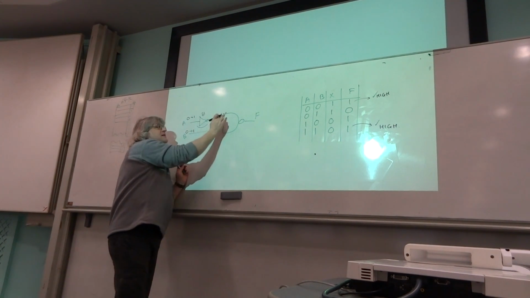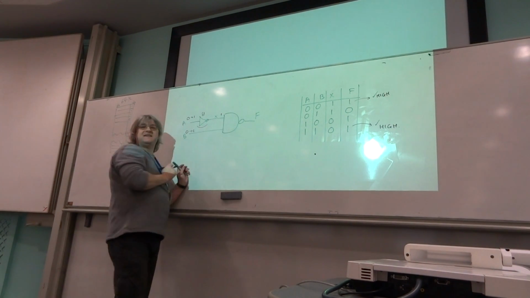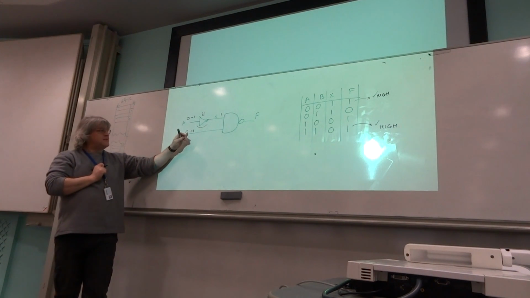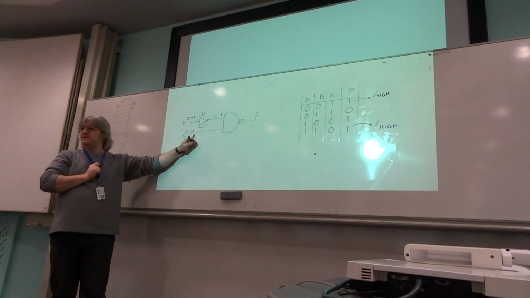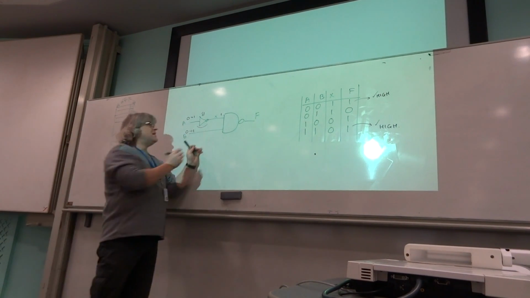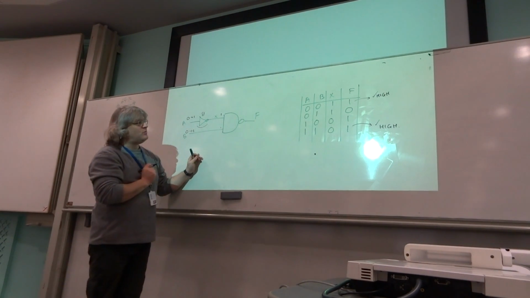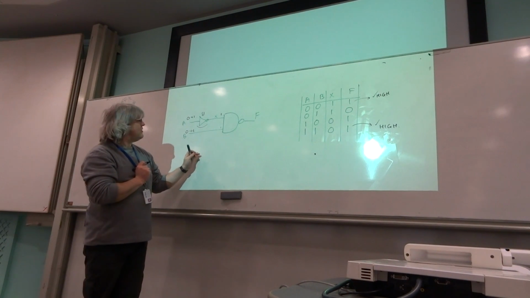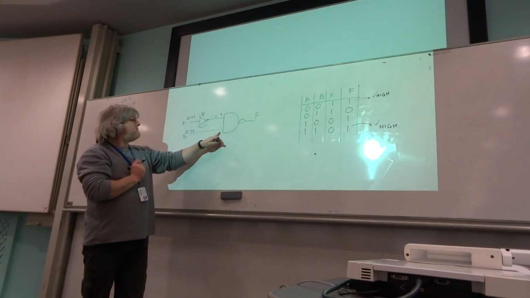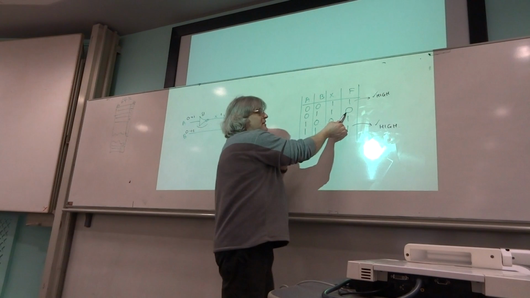Okay? It's going to happen after delta t. So for a while, this is still high. But this has gone from low to high, and it's going to happen almost instantaneously, the speed of light. So you're going to end up in a situation where temporarily, X and B are both high for a little bit.